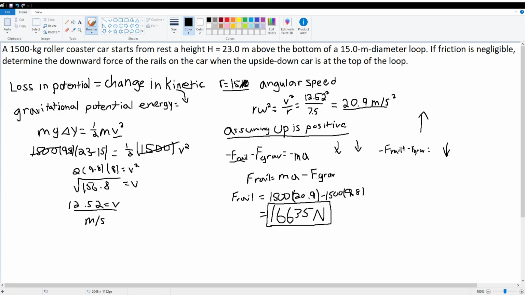The force of the rail is equal to the mass times the acceleration of the cart minus the force of gravity, which is the mass of the cart times 9.8. And we get that the downward force on the car when it is upside down is equal to 16,635 newtons. And that is how you solve this physics problem dealing with potential energy.